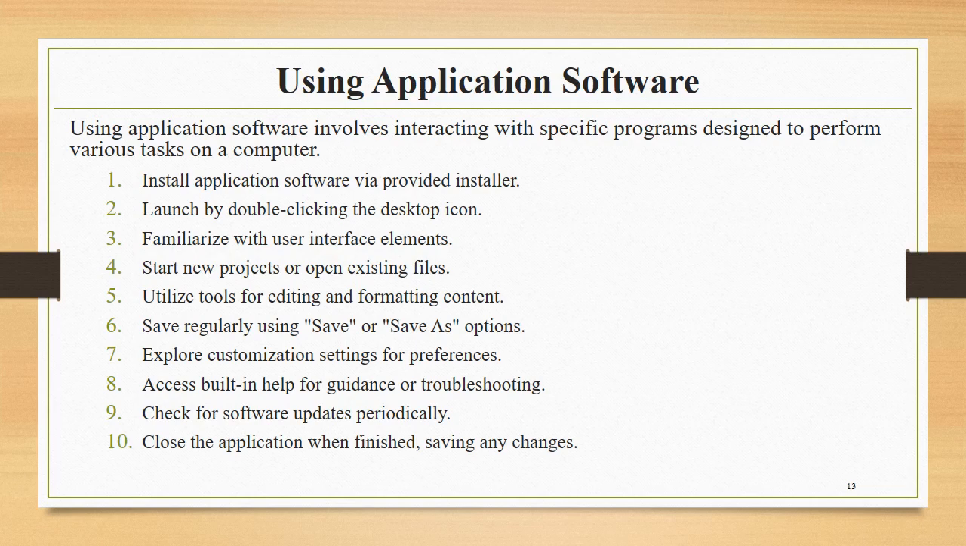Using application software involves interacting with specific programs designed to perform various tasks on a computer. 1. Install application software via provided installer. 2. Launch by double-clicking the desktop icon. 3. Familiarize with user interface elements. 4. Start new projects or open existing files. 5. Utilize tools for editing and formatting content.